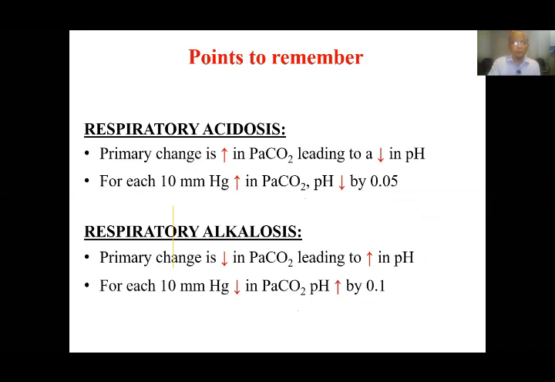Then points to remember: in case of respiratory acidosis, the primary change in the partial pressure of carbon dioxide leads to decrease in pH. For each 10 millimeter mercury change of partial pressure of carbon dioxide, pH usually falls by 0.05. For respiratory alkalosis, the primary change is in the partial pressure of carbon dioxide, that is, it usually lessens, leading to increased pH. For each 10 millimeter mercury change of PCO2, pH will be moved by 0.1.